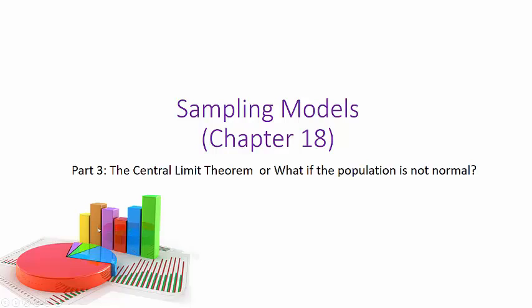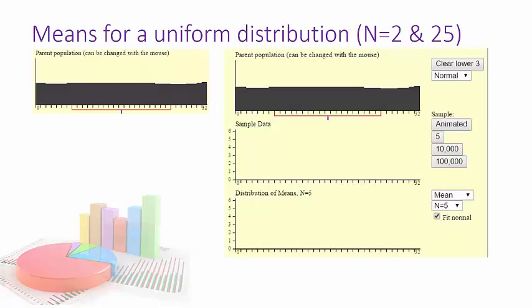Okay, so we've been looking at sampling models when the population was normal, or even for the binomial distribution where the population could be normal given certain conditions. So I should say approximately normal. What about when it's not normal?